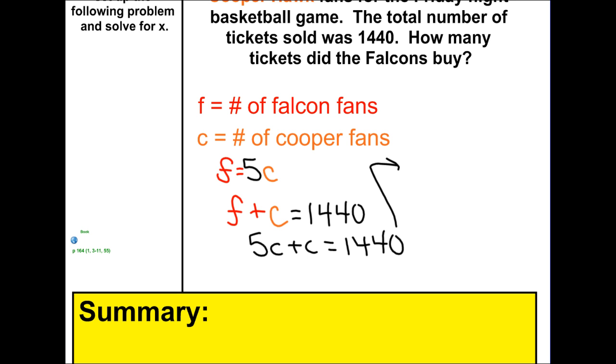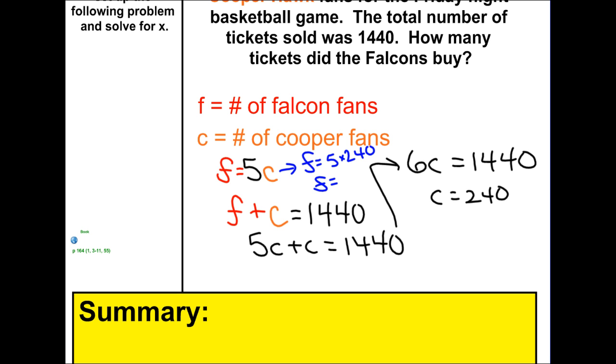And we realize that 5C plus C is 6C equals 1,440, which we divide by 6, and we get C equals 240. Now we plug that back in for C over here. So F is going to equal 5 times 240, which means F equals 1,200. That doesn't really answer our question, though. If we come up to somebody and say F equals 1,200, C equals 240, they're going to look at you like you're speaking gibberish. So let's actually answer the question: there were 1,200 Falcons and 240 Hawks at the game.